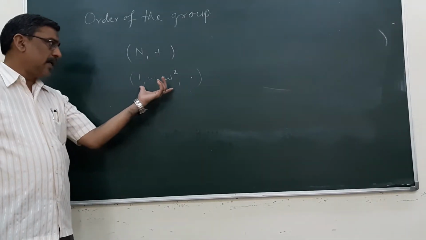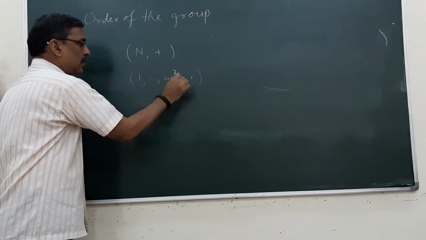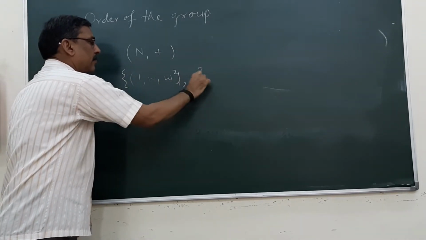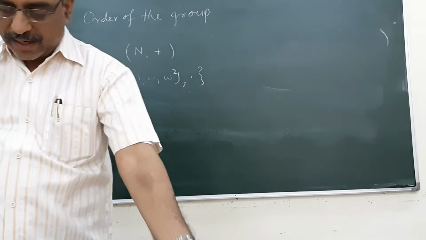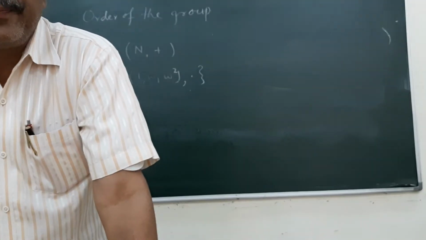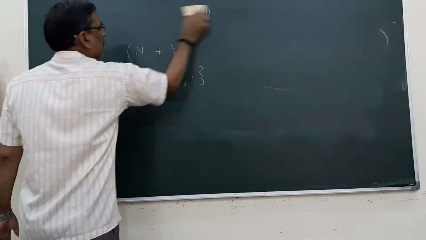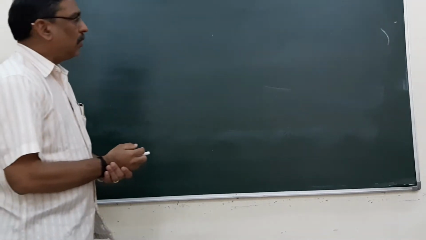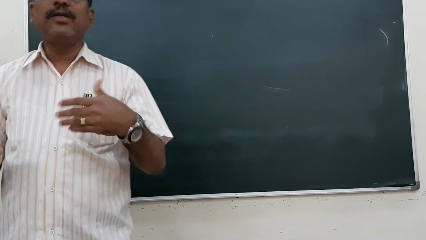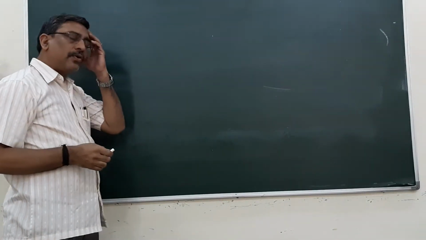The number of elements here is 3, so the order of this group is 3. Similarly, we can find the order of any group. Now, in order to understand the group properly, for finite groups we can construct a table by which we can find the properties of the group. I can take one or two examples.